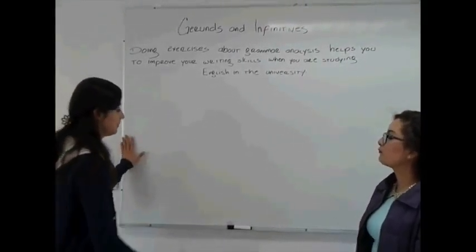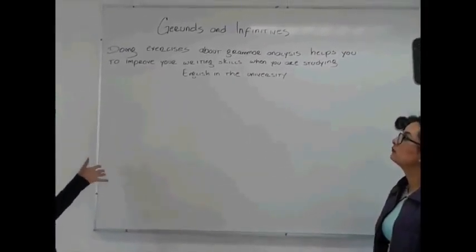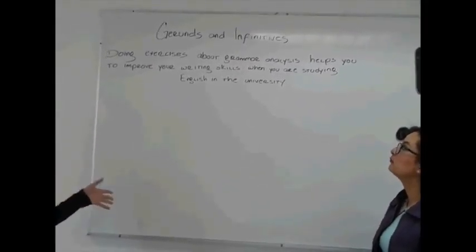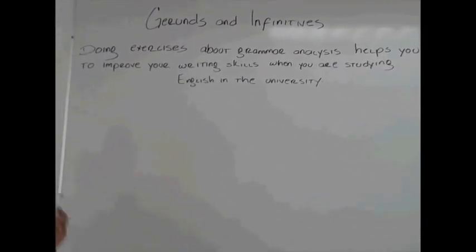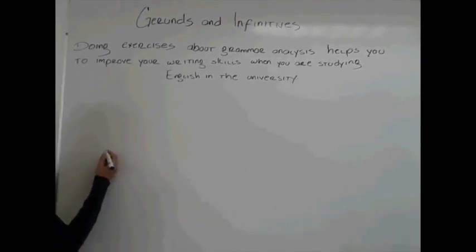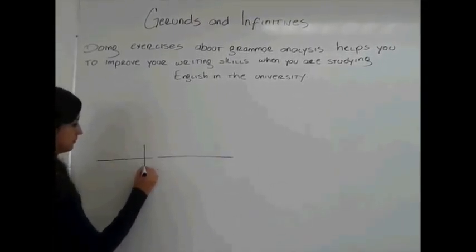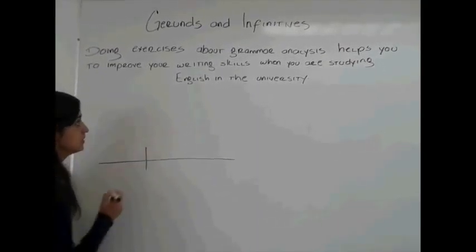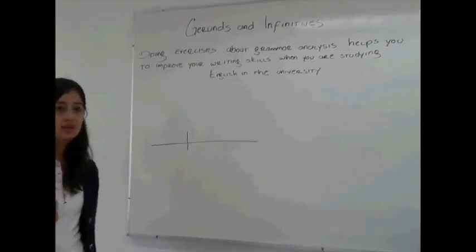Okay, so we first have here our sentence, which is: doing exercises about grammar analysis helps you to improve your grammar skills when you are studying English in the university. So the first step is to diagram our sentence, starting with the main clause, and starting also with the subject, which is doing exercises about grammar analysis.